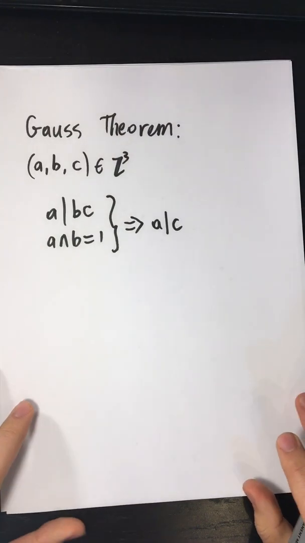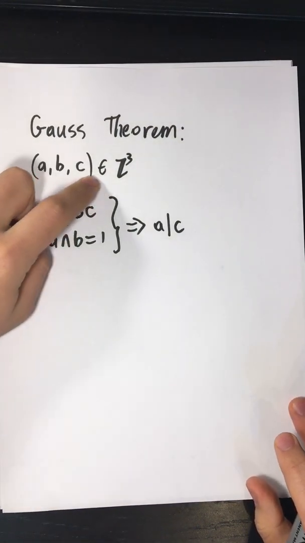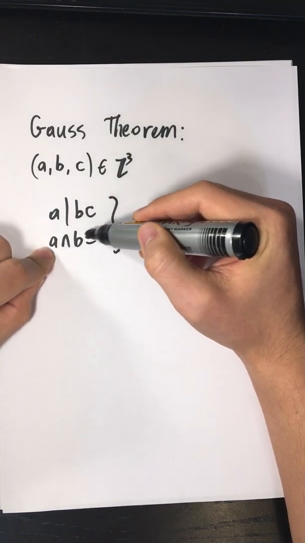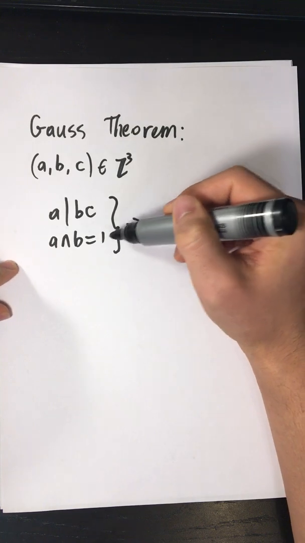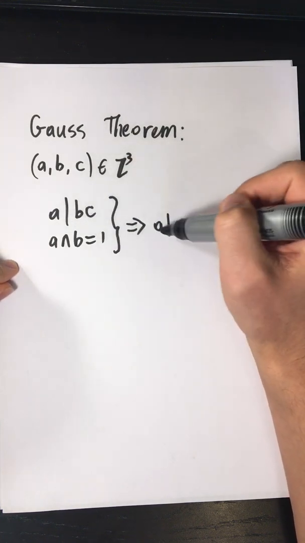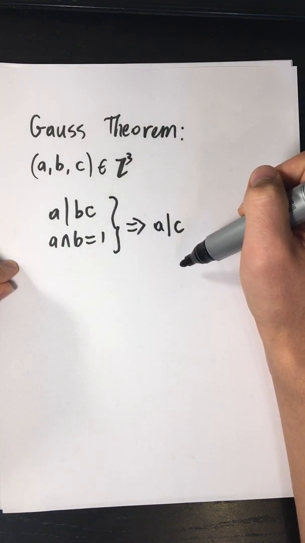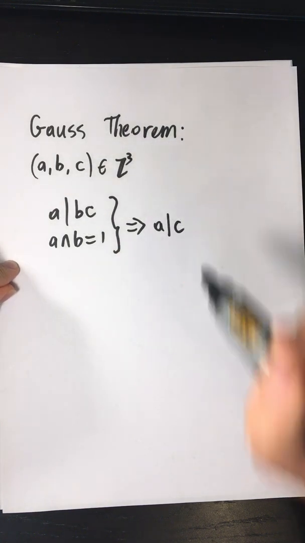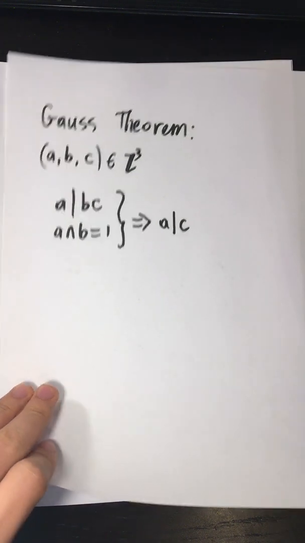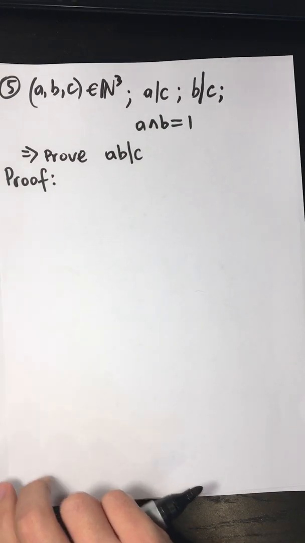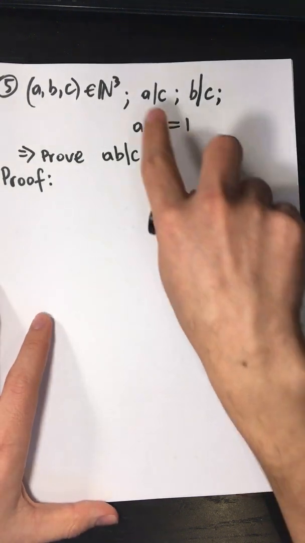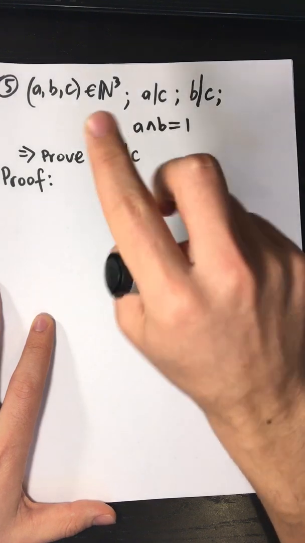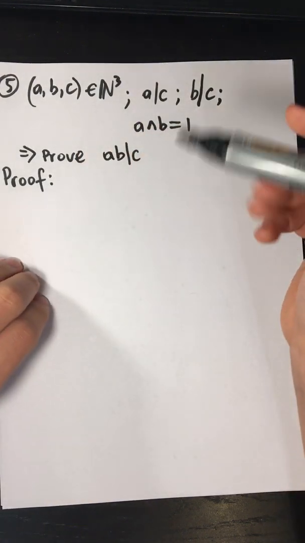Here, I want to teach you Gauss theorem first. If you have a, b, c, which are integer numbers, if a divides bc and a and b are coprime numbers, then a divides c, because a doesn't divide b, so a must divide c. It's Gauss theorem. We'll be using this in 5. Okay, let's start. In 5 we have a divides c, b divides c, and a and b coprime numbers, and we have to prove this one. Okay, now proof number 5.